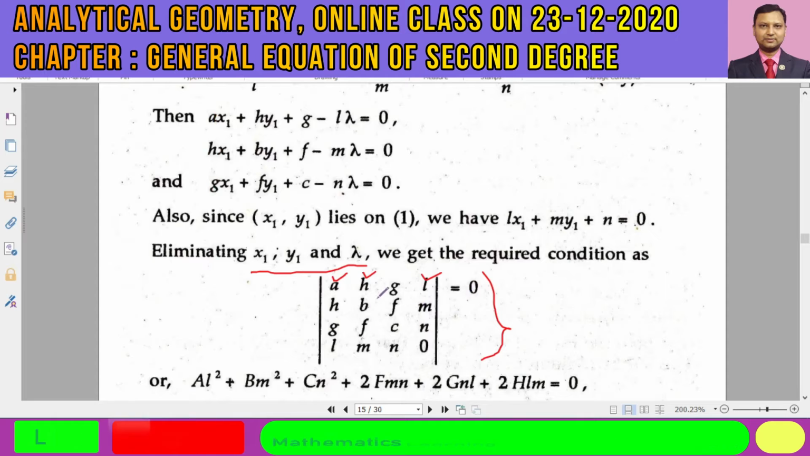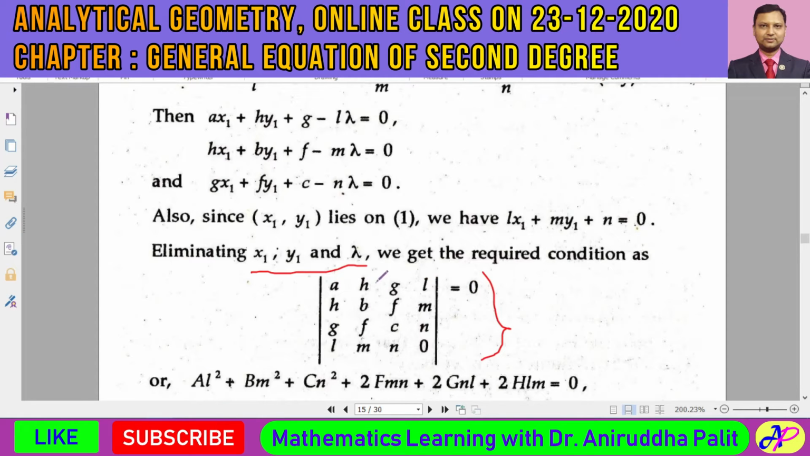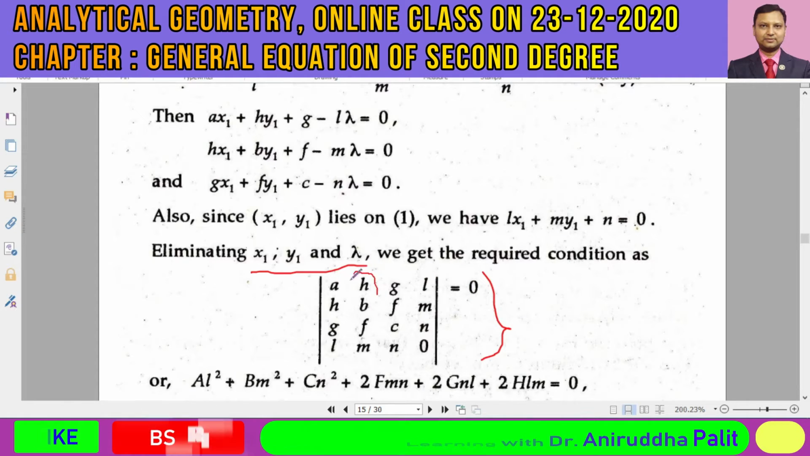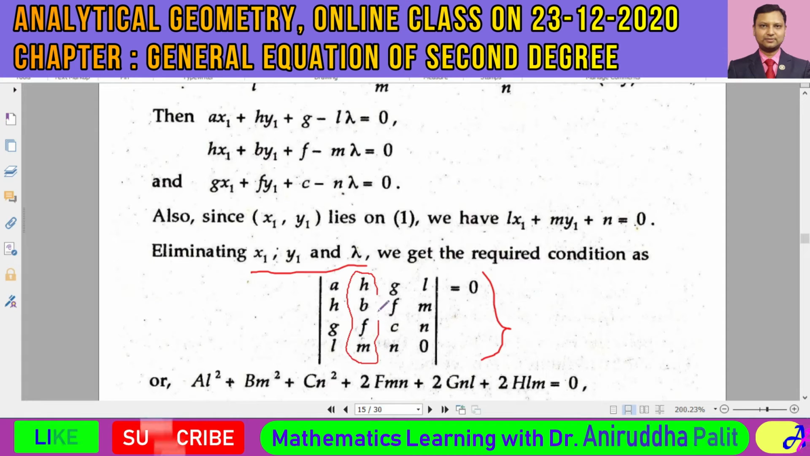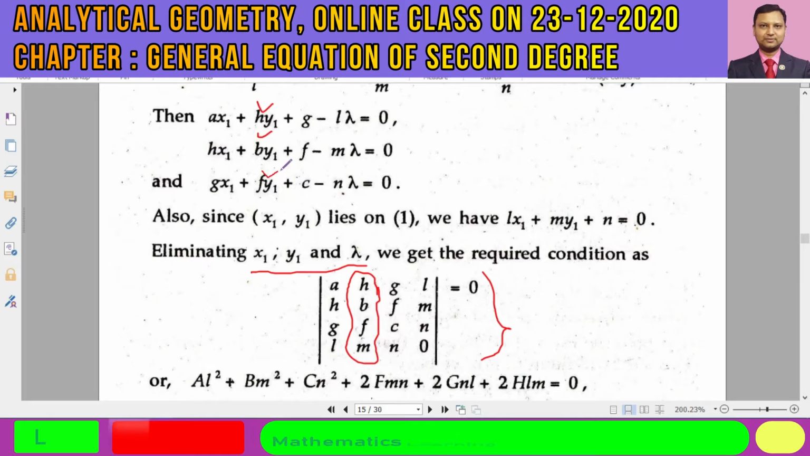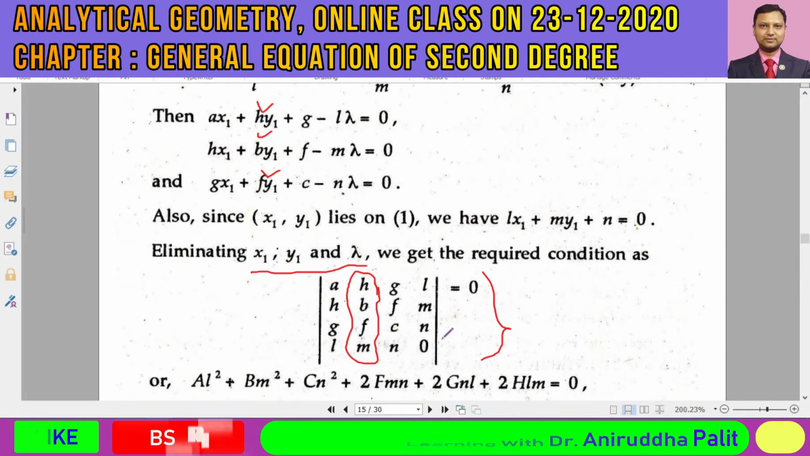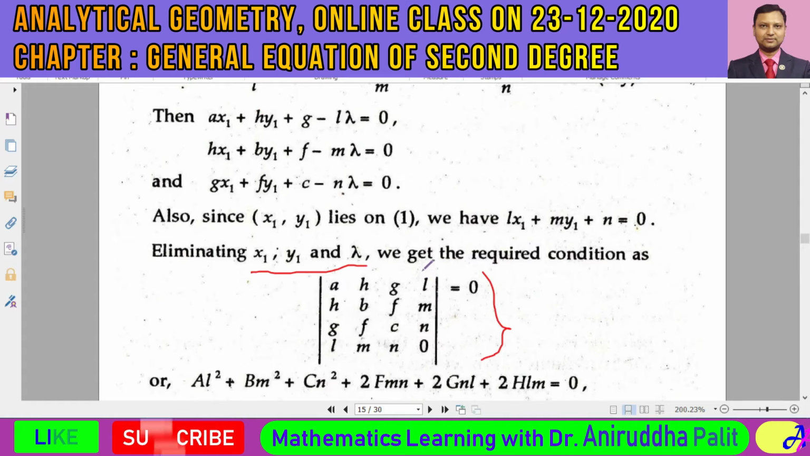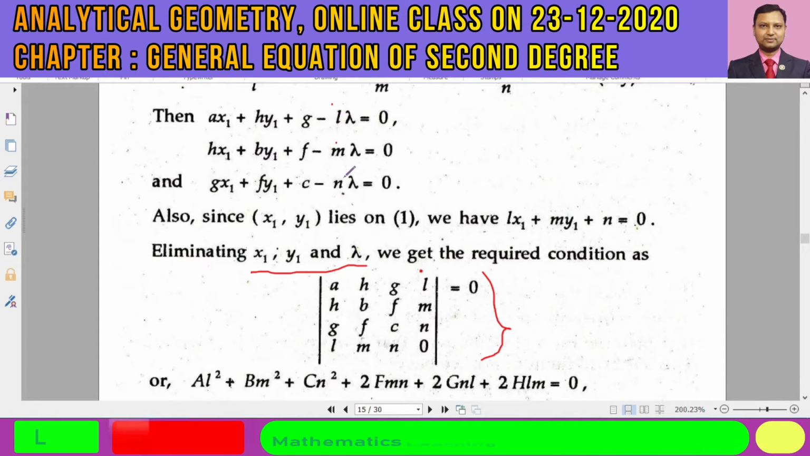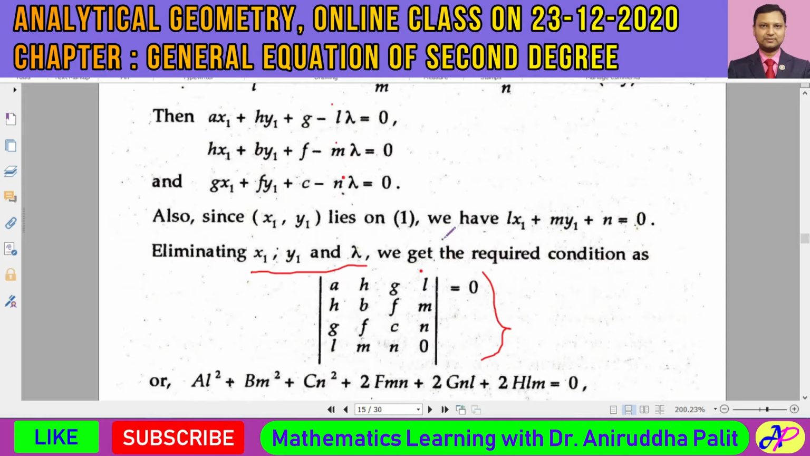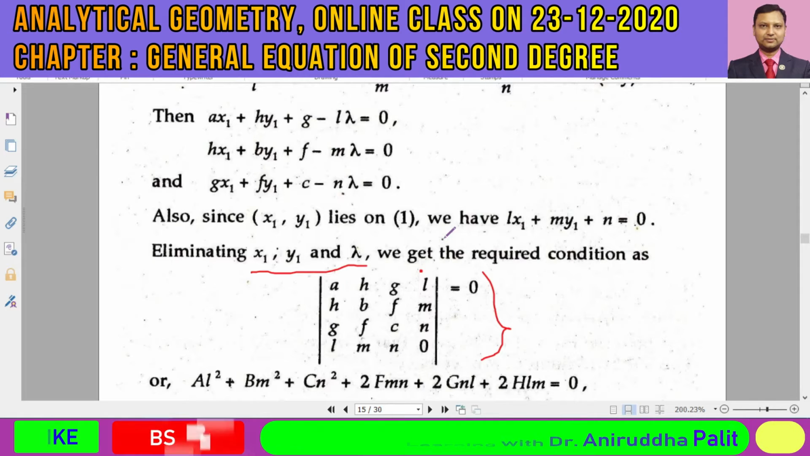Similarly, we get the coefficients of y1 as the elements of the second column. These are the coefficients of y1: h, then b, then f, and over here m. And similarly the coefficients of lambda in the last column are minus l, minus m, and minus n.